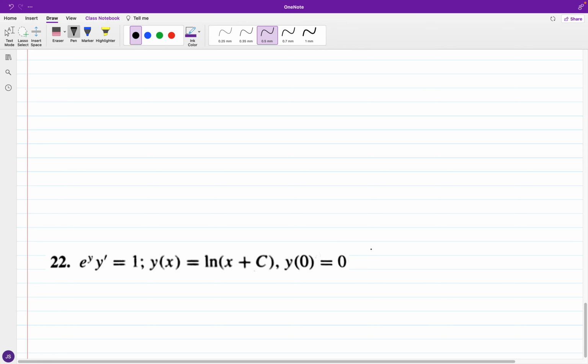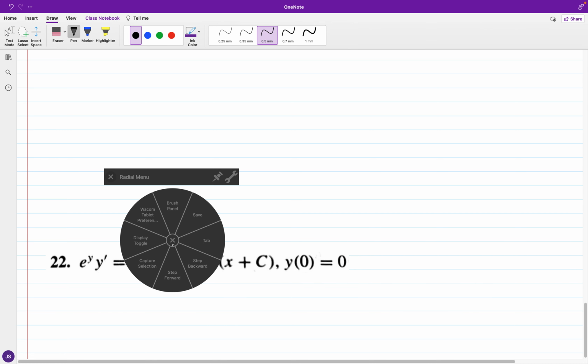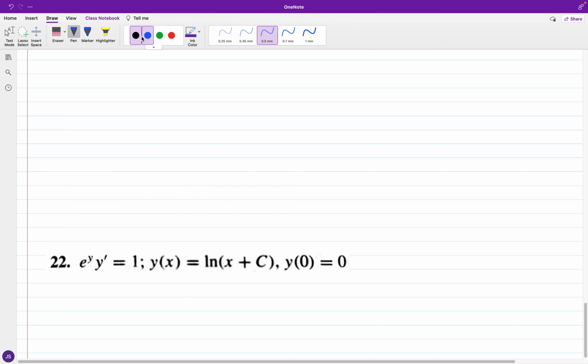For number 22, we're looking at verifying that y equals the natural logarithm of the quantity of x plus c is going to be the solution of this particular equation. So we have e to the y times y prime is equal to 1. So in the layout, you have y is equal to the natural logarithm of the quantity of x plus c.